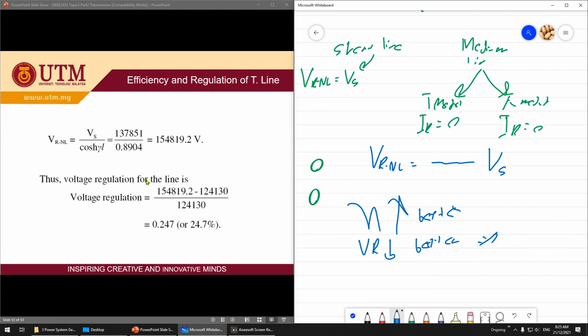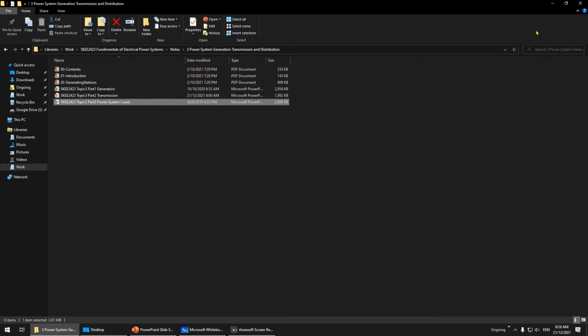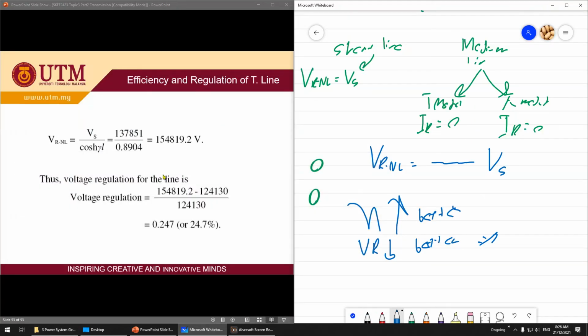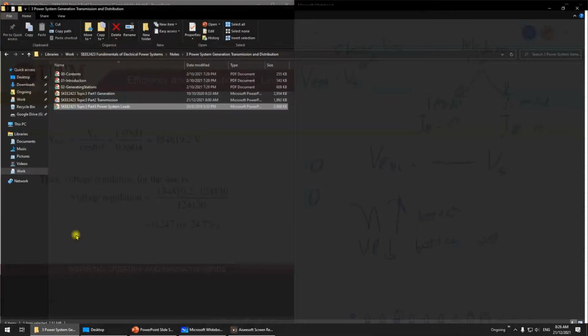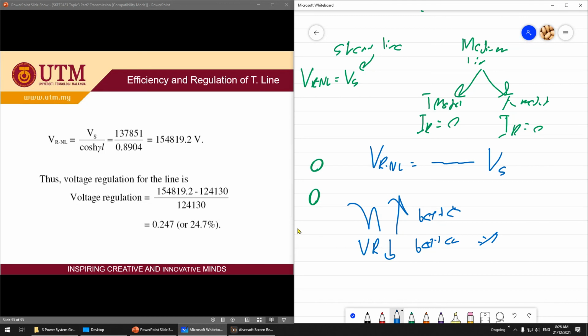Next week we will learn about the distribution system. If you still cannot find a way to calculate your assignment 1, the assignment 1 is basically based on the third part of the topic, which is distribution. So you can try to look at this earlier, and look at how to do the calculation. That's it.